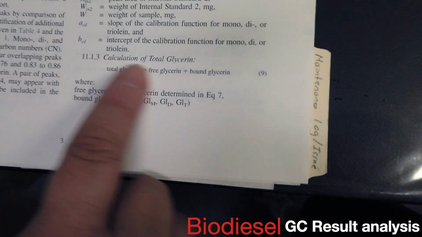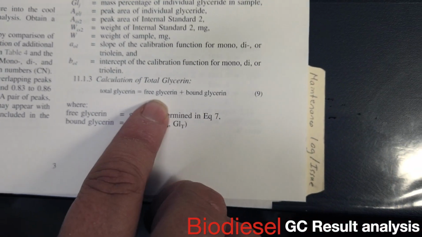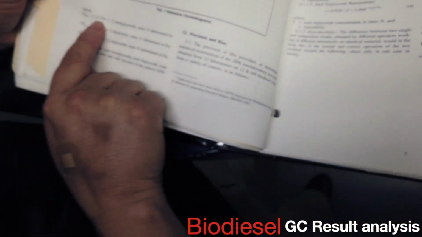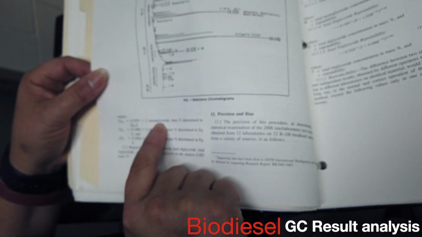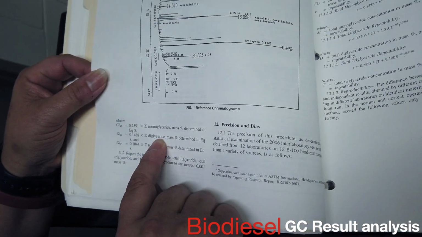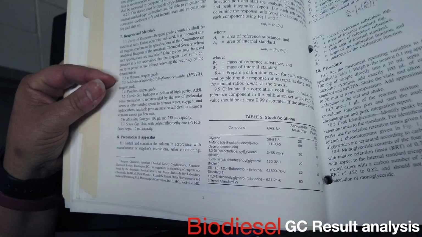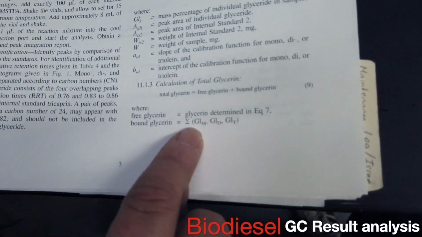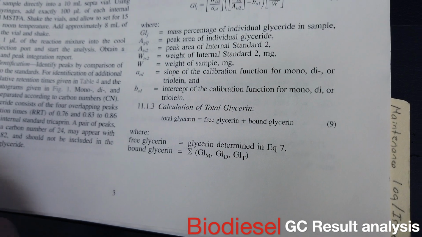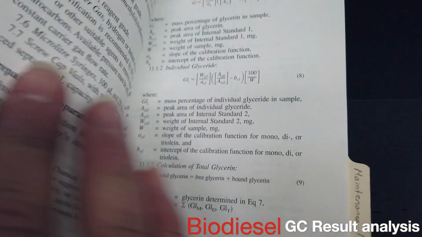Calculation of total glycerin is free glycerin plus bound glycerin, so you basically take the sum of 2.2591 times the mass percent of monoglyceride, 0.1488 times the mass percent of diglyceride, and 0.1044 times the mass percent of triglyceride. Add all of those up, and then add the free glycerin to that, and that gives you your total glycerin. Okay, and then it tells you here the specification.